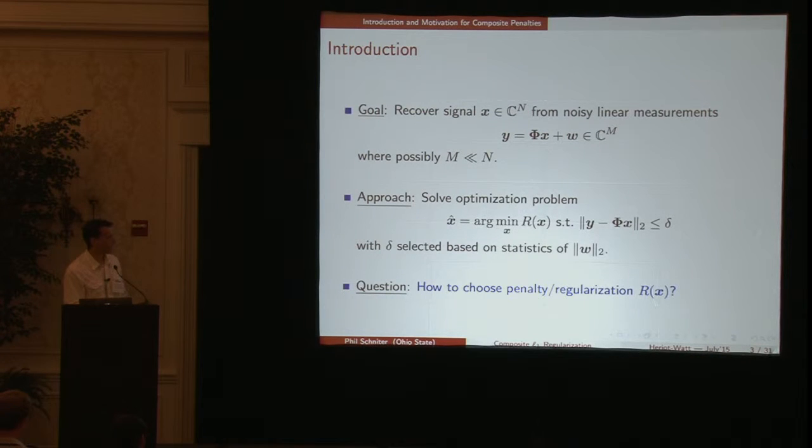We're going to take the classical approach in compressed sensing. We're going to minimize some sort of penalty or regularization subject to some constraint on the measurement fidelity. And we're going to assume in this talk that we know something about the noise level, which allows us to choose that measurement fidelity parameter. And the main question that I'm interested in for this talk is how do we choose this penalty here?